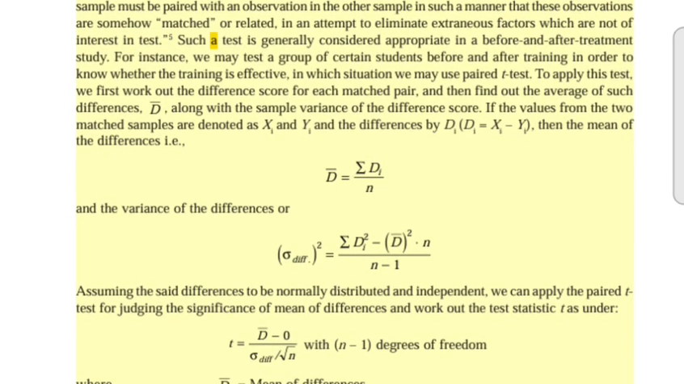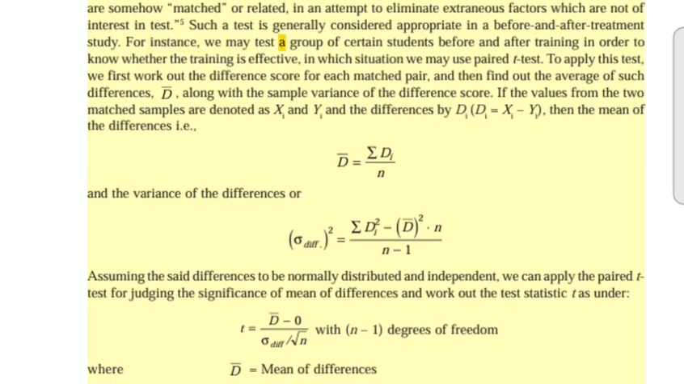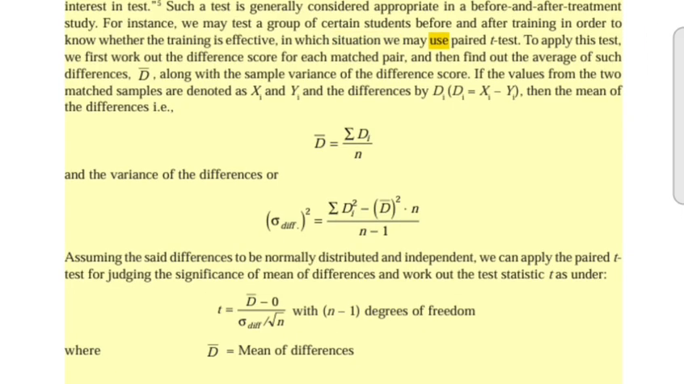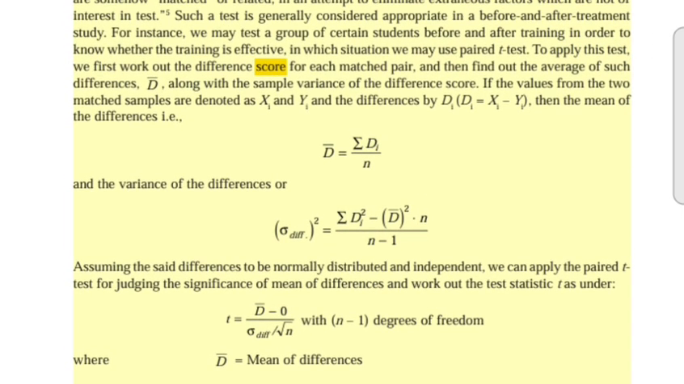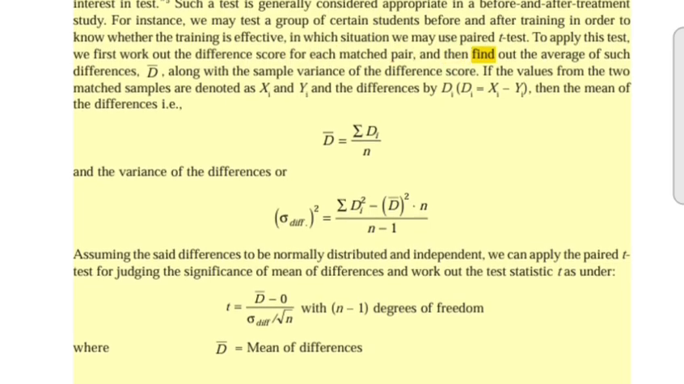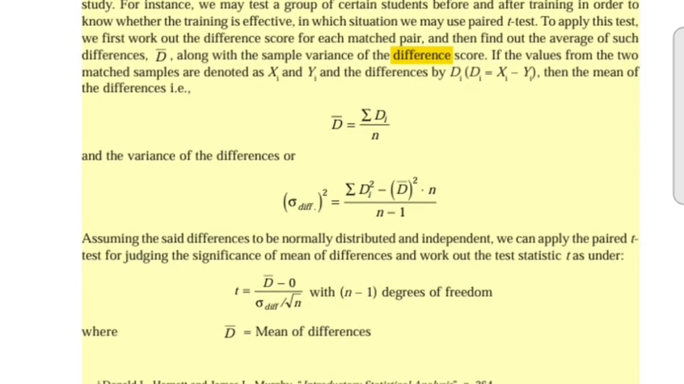Such a test is generally considered appropriate in a before and after treatment study. For instance, we may test a group of certain students before and after training in order to know whether the training is effective, in which situation we may use the paired t-test. To apply this test, we first work out the difference score for each matched pair, and then find out the average of such differences, d, along with the sample variance of the difference score.